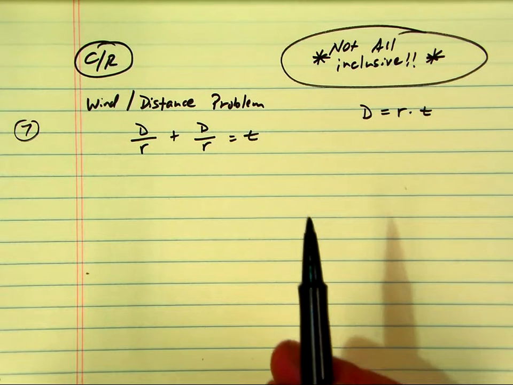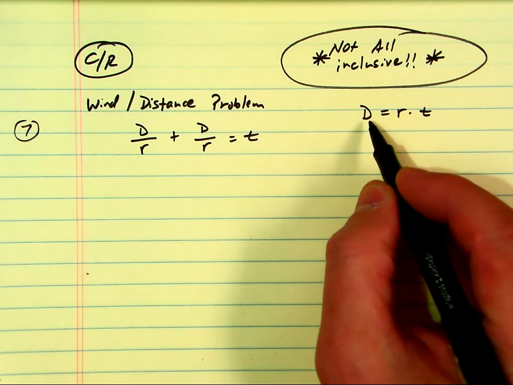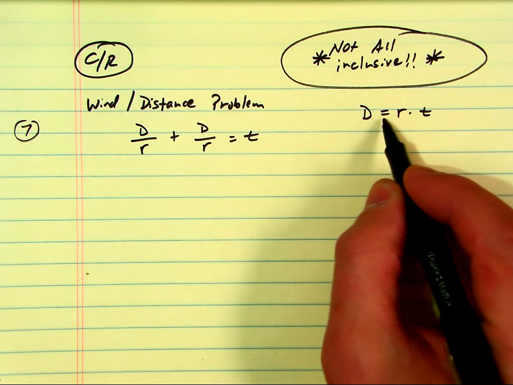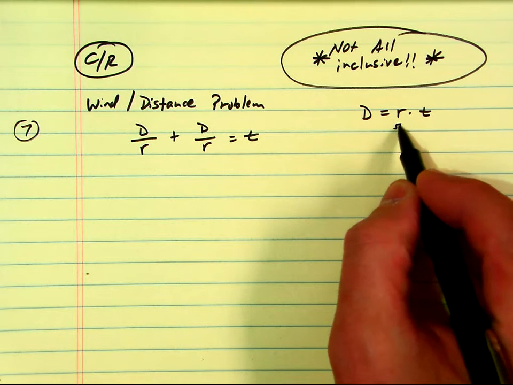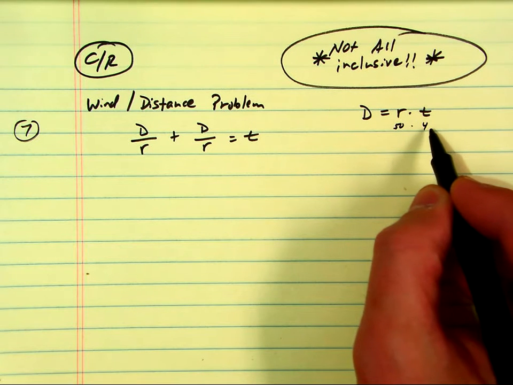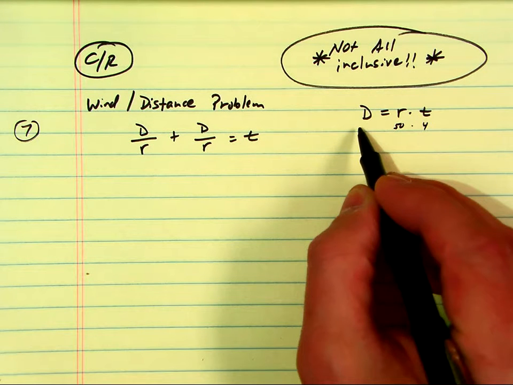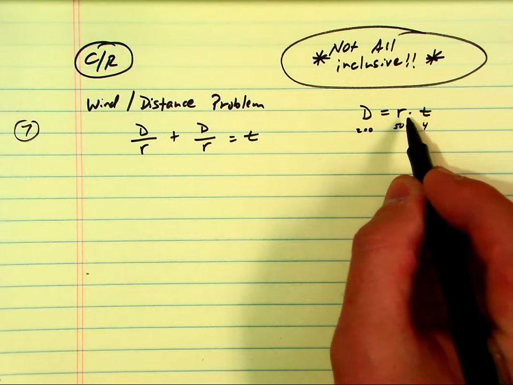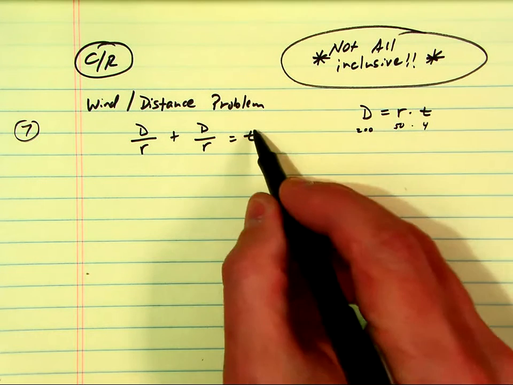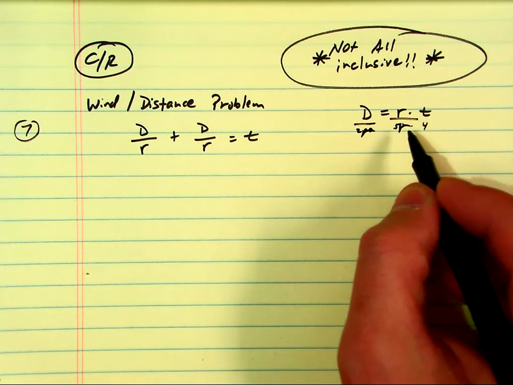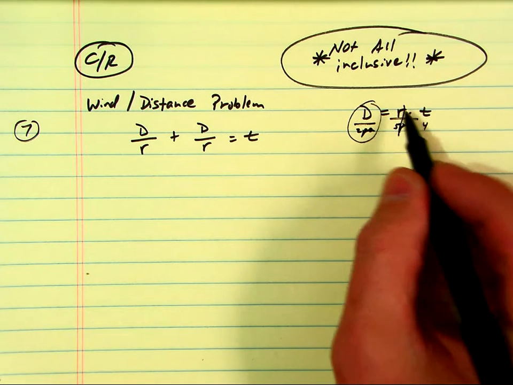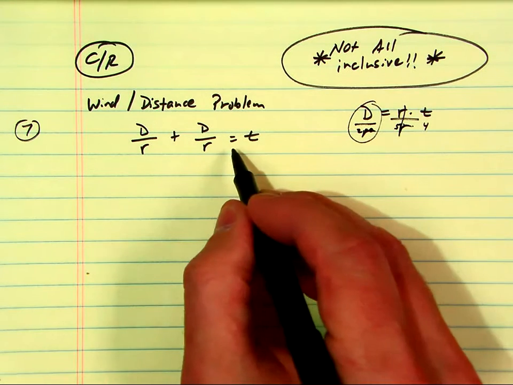Now, the thing about this rational equation is it's derived from the distance equation, which is distance equals rate times time. I mean, think about it. If you're driving 50 miles an hour and you drive for 4 hours, that's going to give you 200 miles, right? And you can also modify this and solve for certain variables. Like if I solve for time, if I divide by r on both sides, those are going to cancel out. I get distance over rate equals time, which is what I have here.